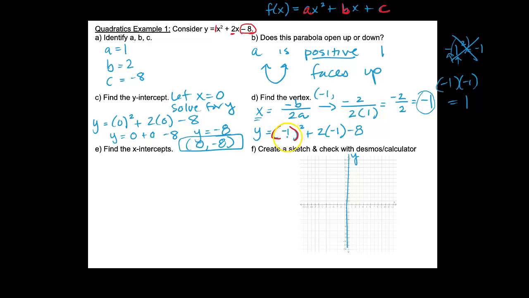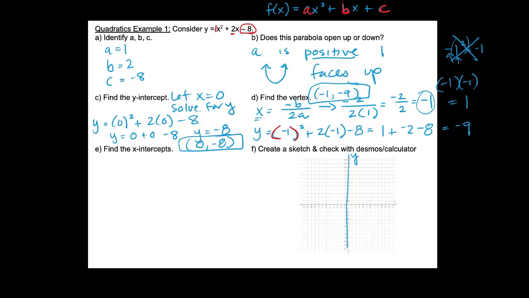So that's what we're going to do. So negative 1 squared is a positive 1 plus 2 times negative 1 is negative 2, and then minus 8. So if we put that all together, we get negative 9. So the vertex is (negative 1, negative 9).